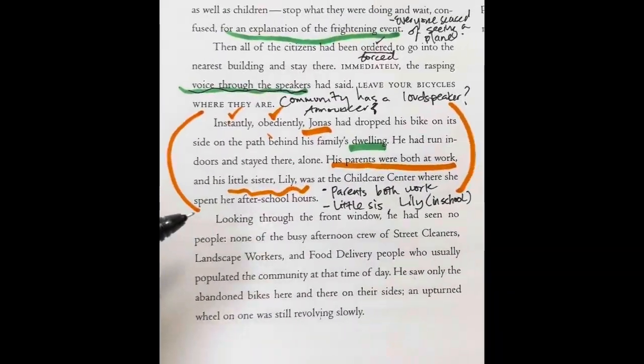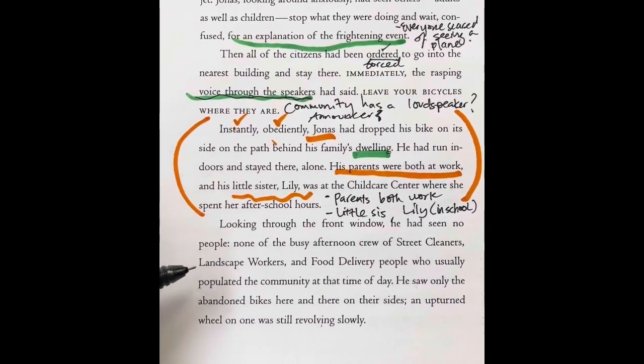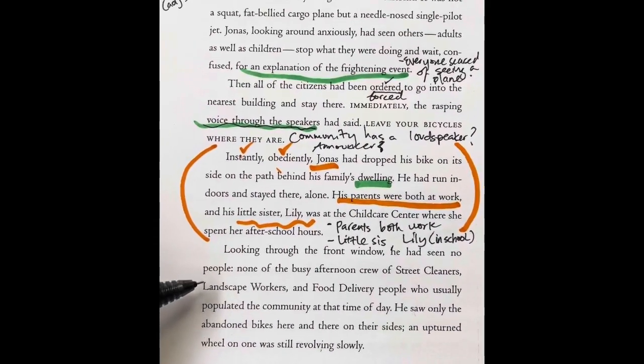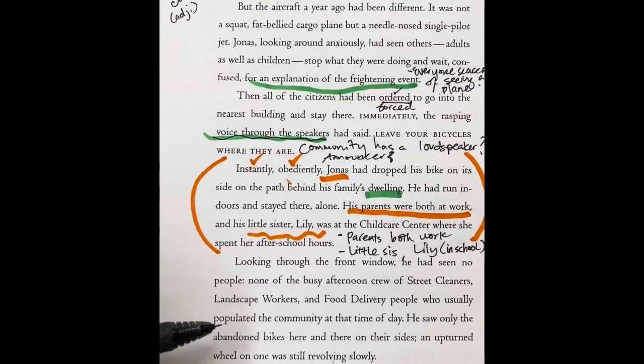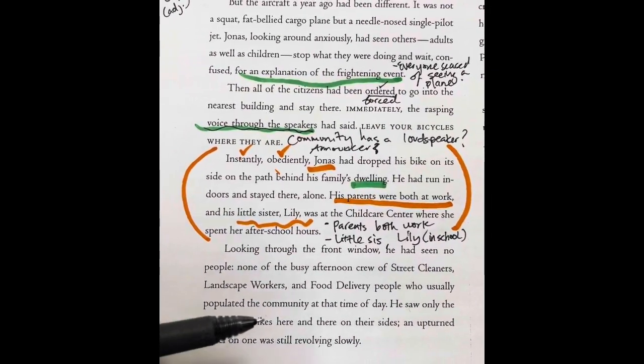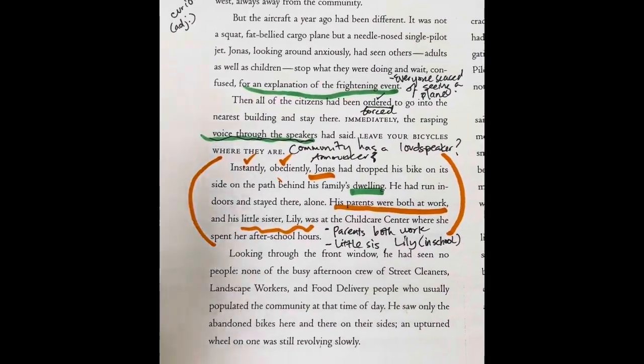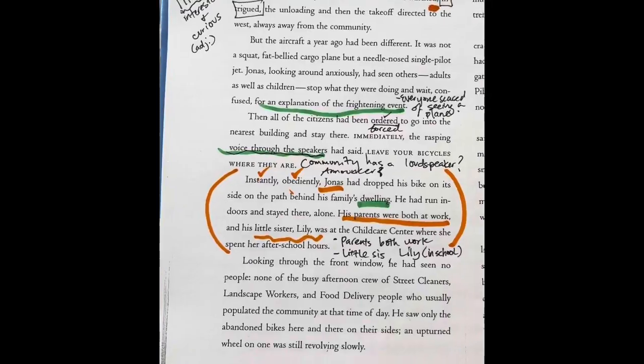All right. Looking through the front window, he had seen no people. None of the busy afternoon crew of street cleaners, landscape workers, and food delivery people who usually populated the community at that time of day. He saw only the abandoned bikes here and there on their sides. An upturned wheel on one was still revolving slowly. Isn't that a great detail, right?